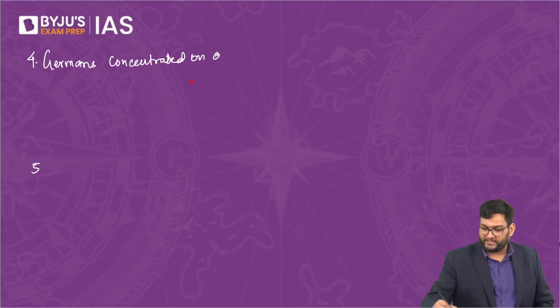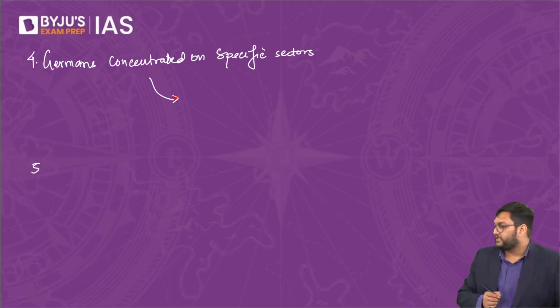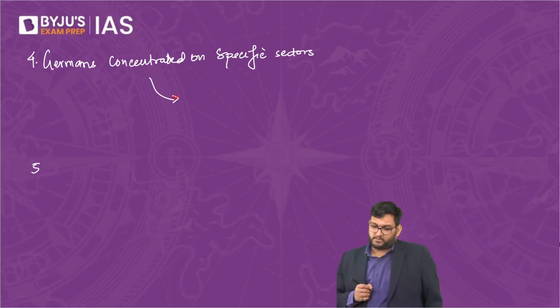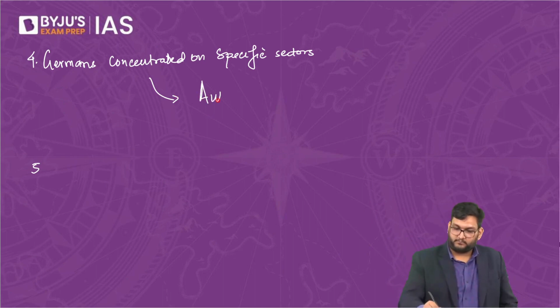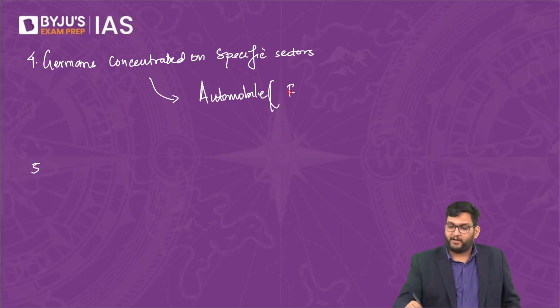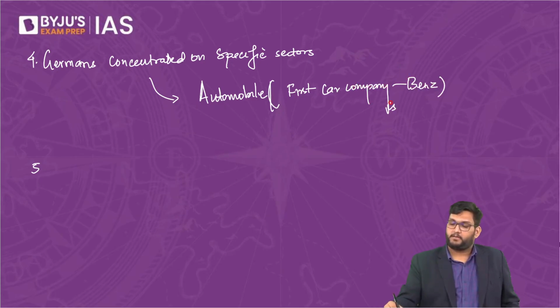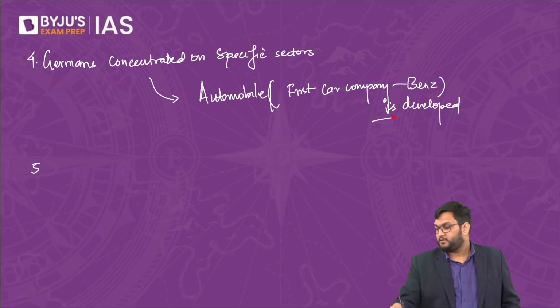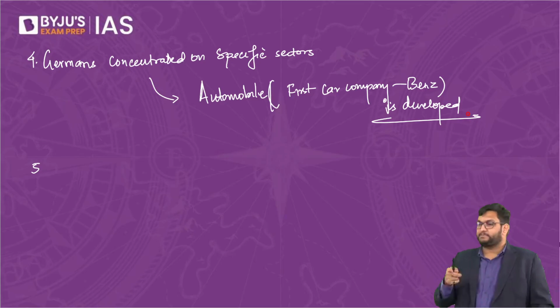Fourth point is that the Germans concentrated on specific sectors. Which is that thing for which the Germans are known for? Yes, automobile. The first car company, which is Benz, is developed. So you would have seen Bharat Benz, Mercedes Benz. That name Benz is basically, Benz was the first automobile manufacturer in the world itself.